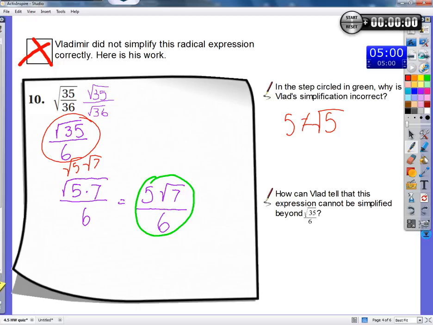Anyone besides Paul have anything to say? Chloe. Neither of the numbers can be squared. Say again. Neither of the numbers are squared. Neither of which numbers?